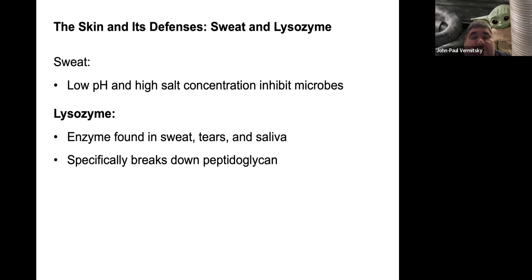Lysozyme. This is an enzyme that's found in sweat, tears, and saliva. Lysozyme will break down peptidoglycan, essentially destabilizing the cell wall, causing the bacteria to die. It's a protein that's produced by the bacterial cell. Again, that plays another role in having antimicrobial properties.